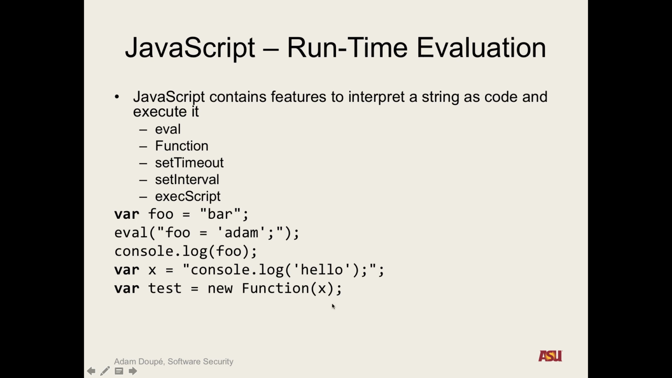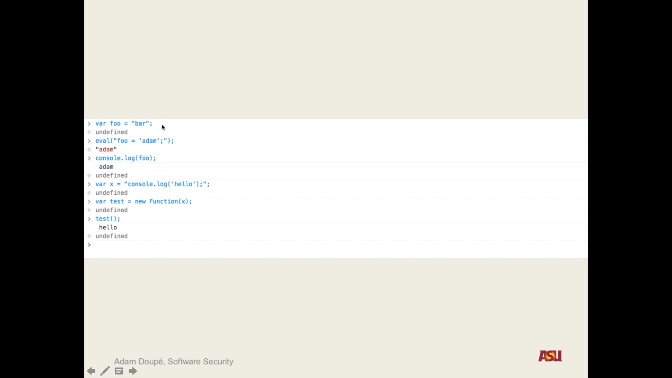We can set that to be some new function x, and then when we call this function test, this is going to parse this variable, even though x is a string. It's going to take that string as if it was a function definition, and then it's going to call that function and execute the code inside that string. So we can see here, we have foo is a bar, we eval that, and when we log foo, it's going to say Adam, and here, when we call this function test, it's going to say hello. So here are all different cases where we can actually turn strings into code.